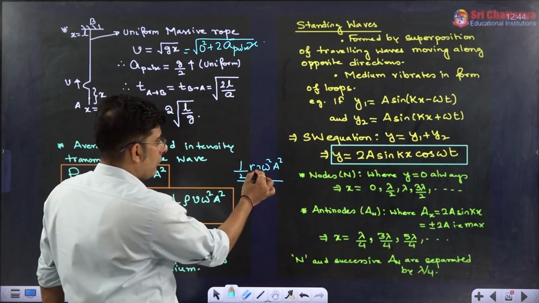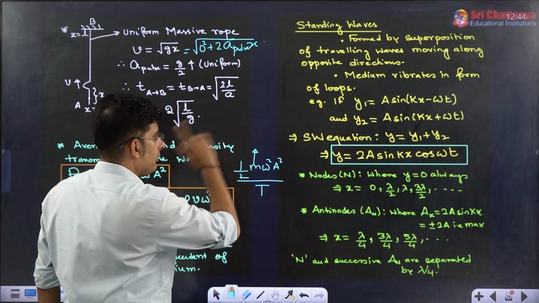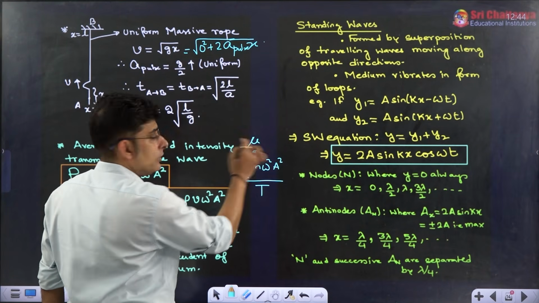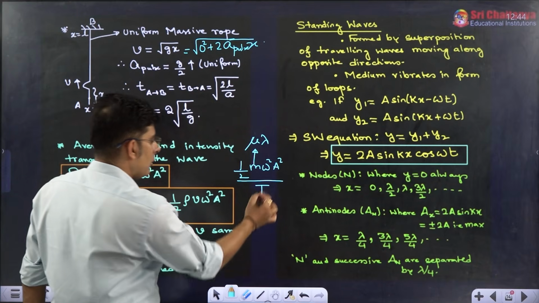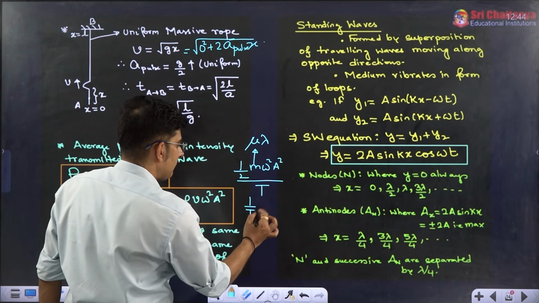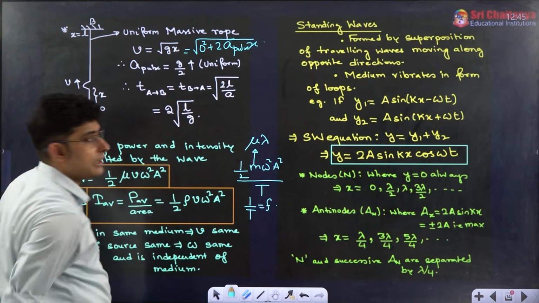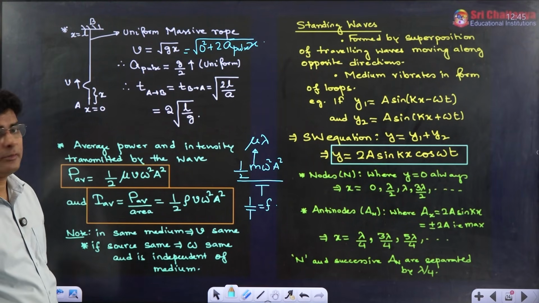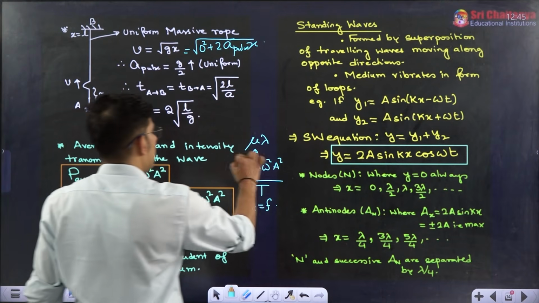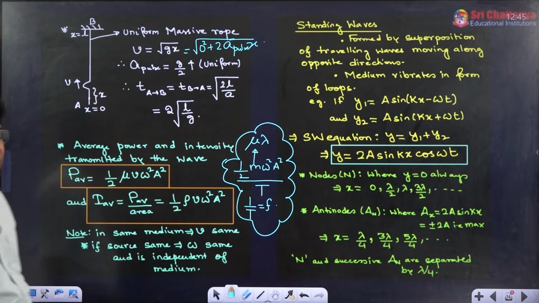Now you know what we can say from here. Mass can be, for one full cycle, mass per unit length is mu, multiplied with the length lambda, and we know 1 by T is f. So f lambda, f will go up, f lambda will become how much? v. So you are getting half mu v omega square A square. A simple way of remembering this power expression. Half mu v omega square A square.